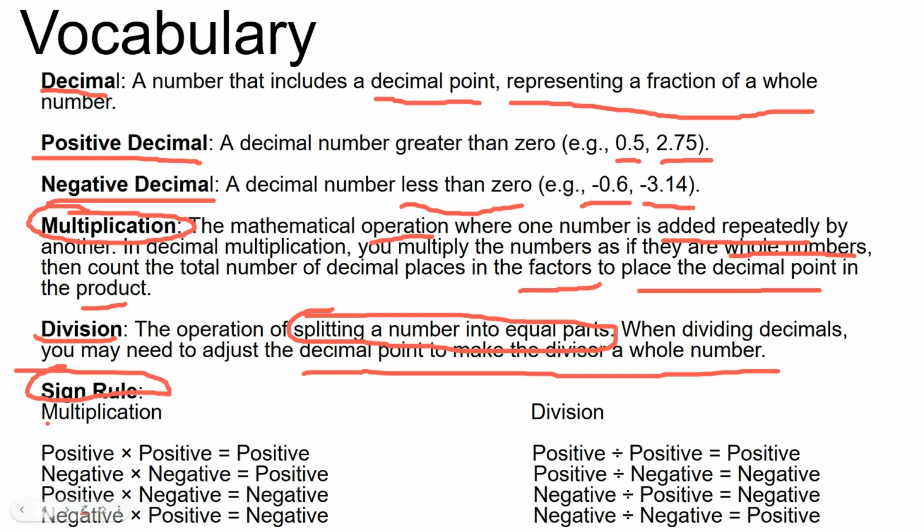The sign rule for multiplication and division. Positive times positive is positive. Then we have negative times negative is positive. Let us repeat that so we can remember. Positive times positive is positive. Next, negative times negative is positive.